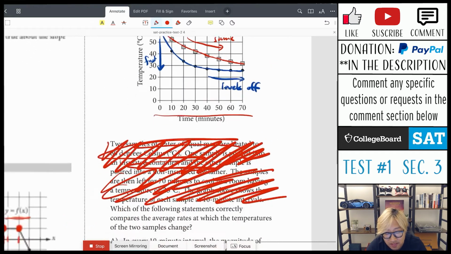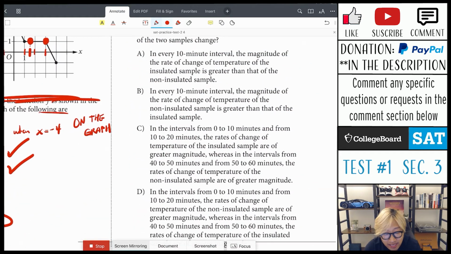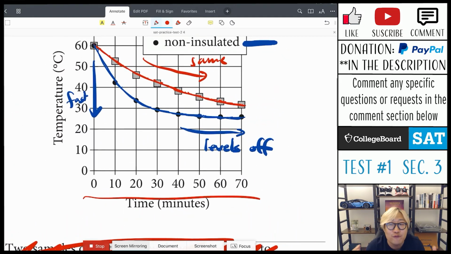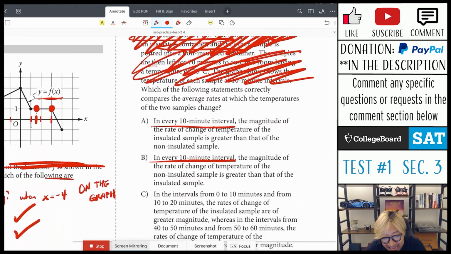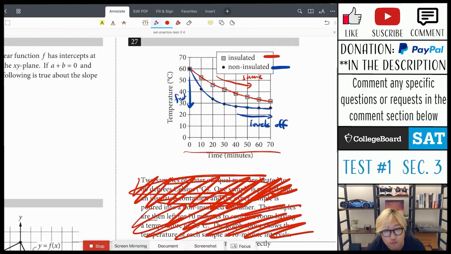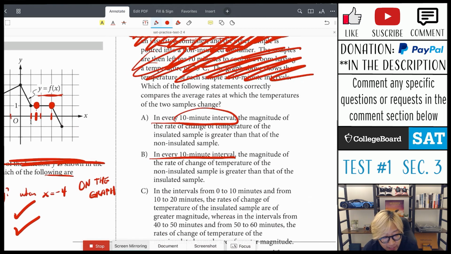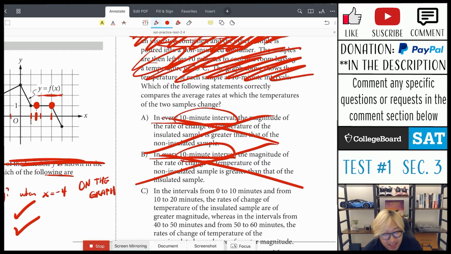So if you look at choices A and B, look at what they say. In every 10-minute interval, can I conclude anything? Absolutely not. Because if you take a look, the non-insulated, the blue, decreases a lot faster in the beginning. But then later, the red insulated changes more. So we cannot generalize that for every 10-minute interval. Get rid of these two. They don't make any sense.